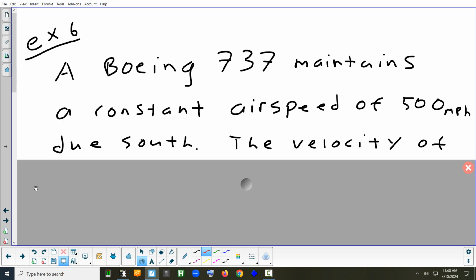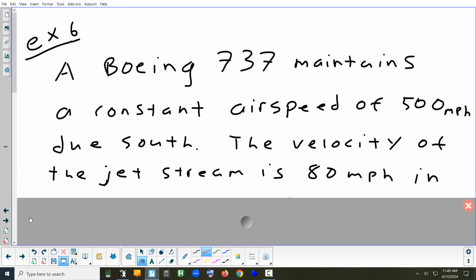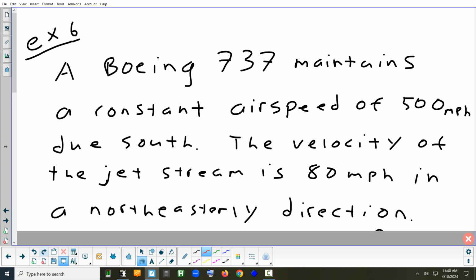Okay, so this plane is maintaining an airspeed of 500 miles per hour. And it's going south. It's going directly south. There's also a jet stream. Okay. Most of the time, I'm going to have the jet stream be one of 8 directions. Directly north, south, east, west. Or exactly between the two on like a 45-degree angle. I mean, technically, the jet stream could be any angle at all. But I'll have it be one of those 8 directions.